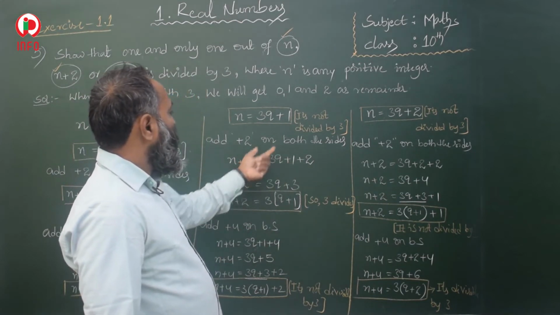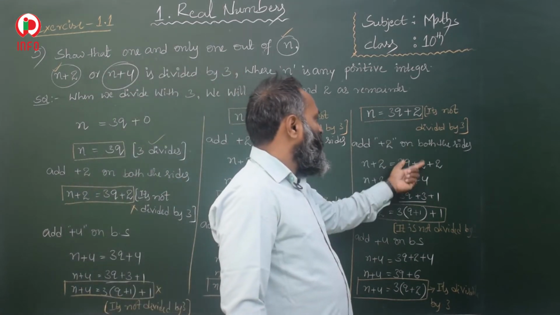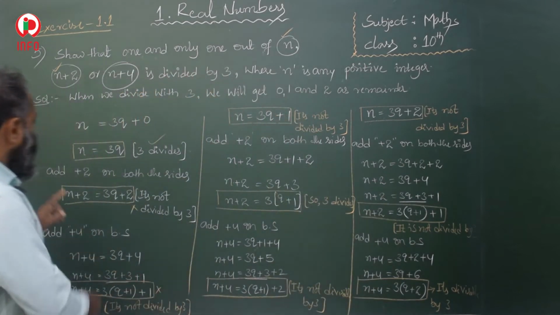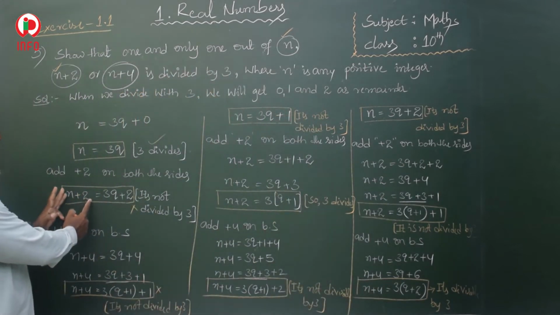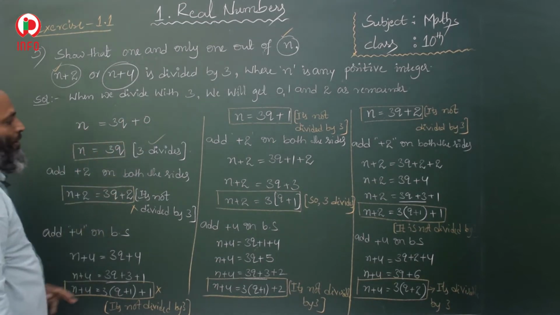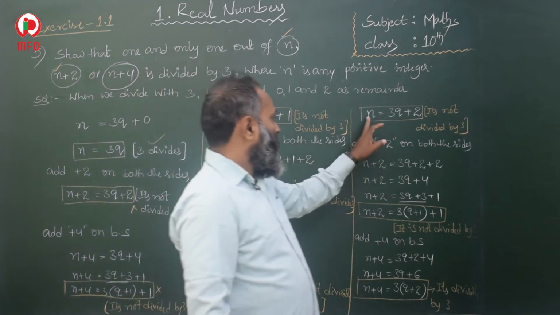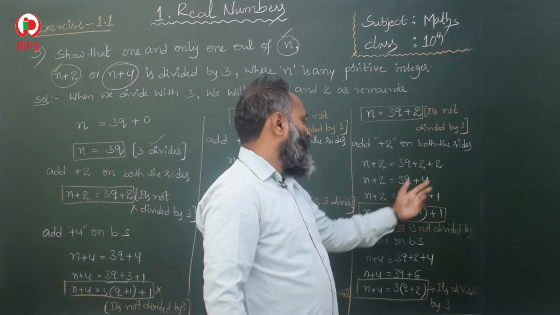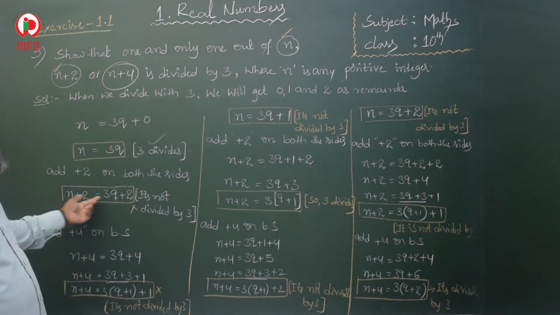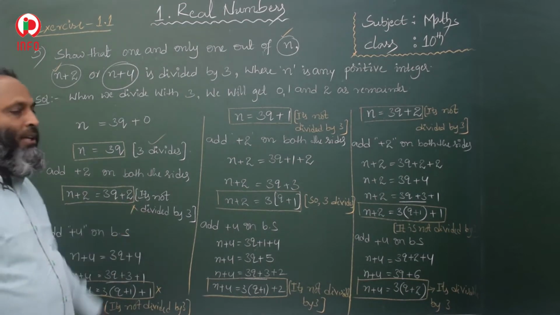N plus 2 is equal to 3q plus 1 plus 2. So for n plus 2, we take the same n and add 2, then you will get n plus 2 equal to 3q plus 1 plus 2. So then n plus 2 is 3q plus 2, and plus 2 you will get. Then simplify it. Here the remainder is 2, so it is not divided by 3.